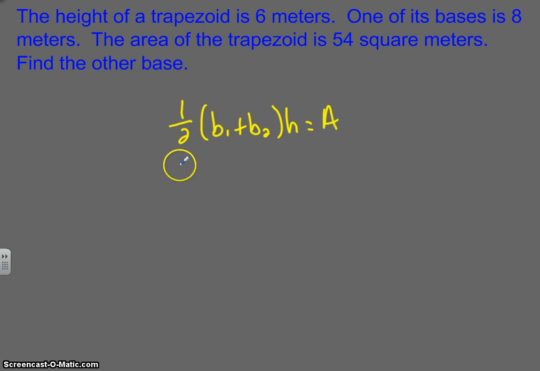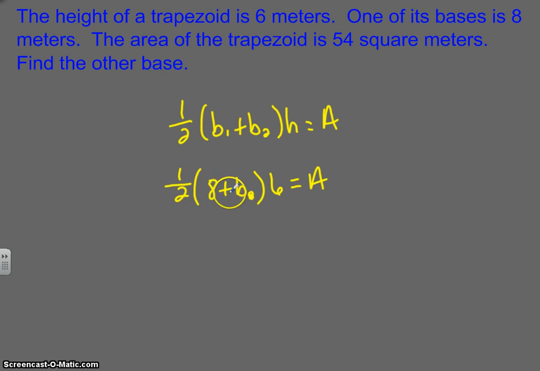Okay, plug in the numbers we know. Well, 1/2 stays 1/2. One of the bases is 8. It doesn't matter whether that's base 1 or base 2. We're just going to do it like this. Actually, I don't have to have the 2 on it. Let's just call it B. Okay? Height is 6. That equals A. So we're going to solve for B.